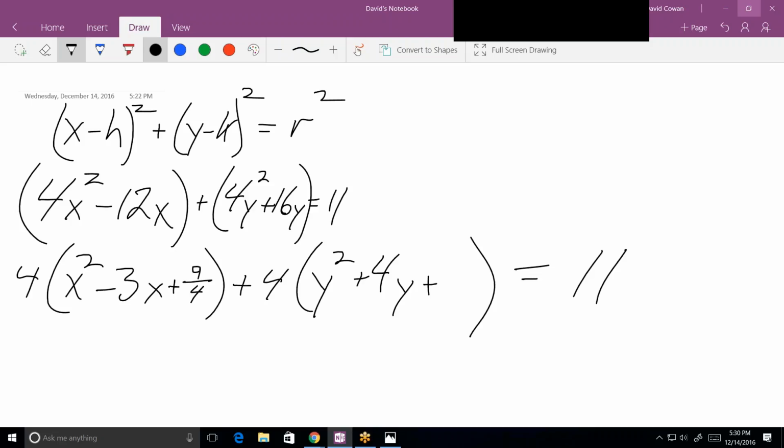Now there are a couple of extra things that I'll just add real quick here. For ellipses, A always has to be bigger than B. A can come under the y term, it doesn't always have to be under the x term, but it has to be the bigger denominator. If it's under the y term, you have a vertical ellipse. If it's under the x term, you have a horizontal ellipse. Okay, I'll write that down.